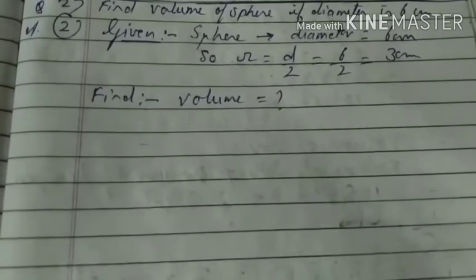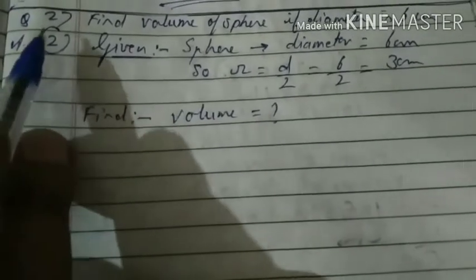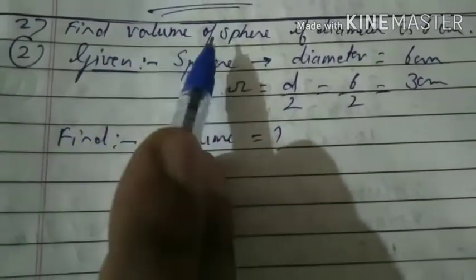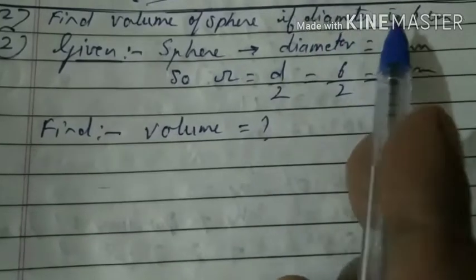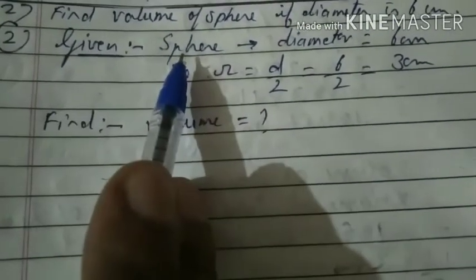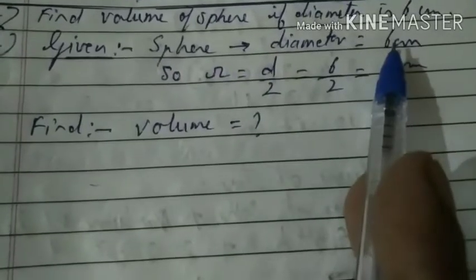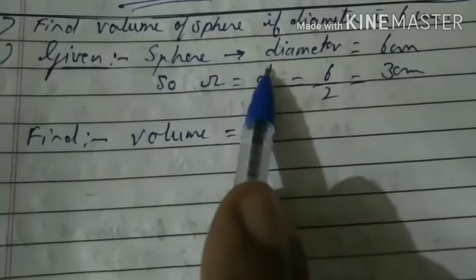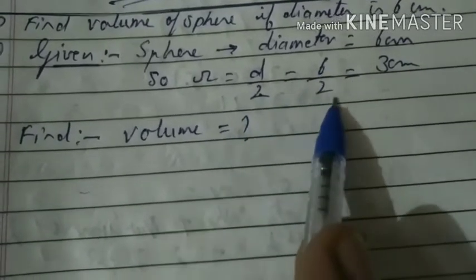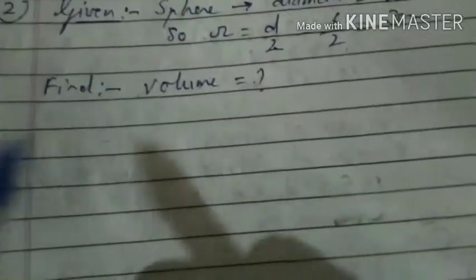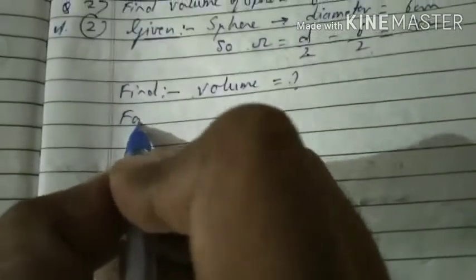Now see, we'll start with again very easy sum, that is question number 2. Find volume of sphere. You have to find the volume of sphere if diameter is given 6 centimeter. So given sphere diameter is 6 centimeter. So we know we have to find radius. So radius will be half of the diameter, d divided by 2. That is 6 upon 2 will be 3 centimeter. Now we have to find the volume. So first we'll write formula.